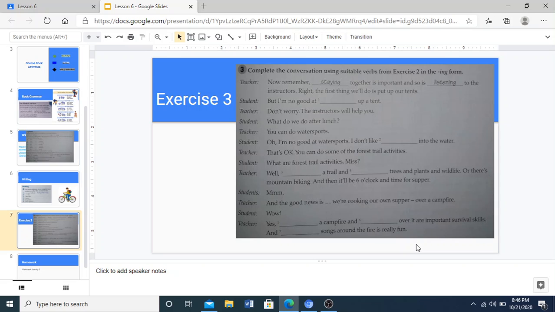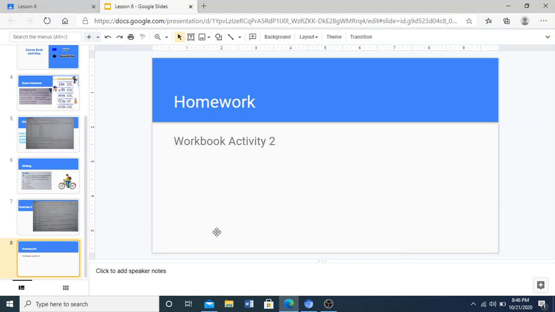So find gerunds, suitable ing forms of verbs, to complete this conversation. Good luck with that. As soon as you are done, then you are done for the day. Submit to me, but you have your workbook with you. Open to activity book, activity 2. The activity 2 is what you will do as homework. In these pages, we have activity 2. Go to activity 2, then that will be your homework for the day.